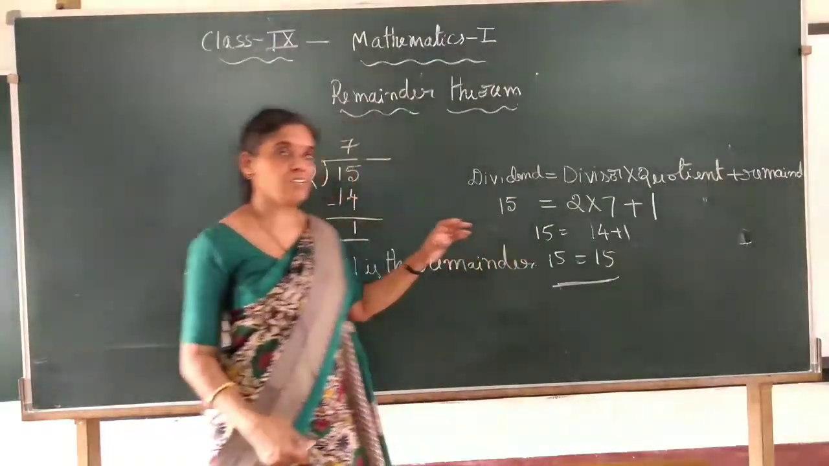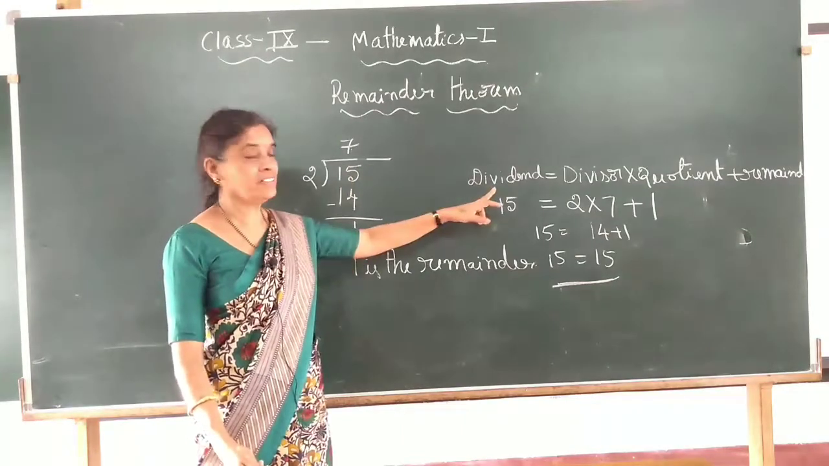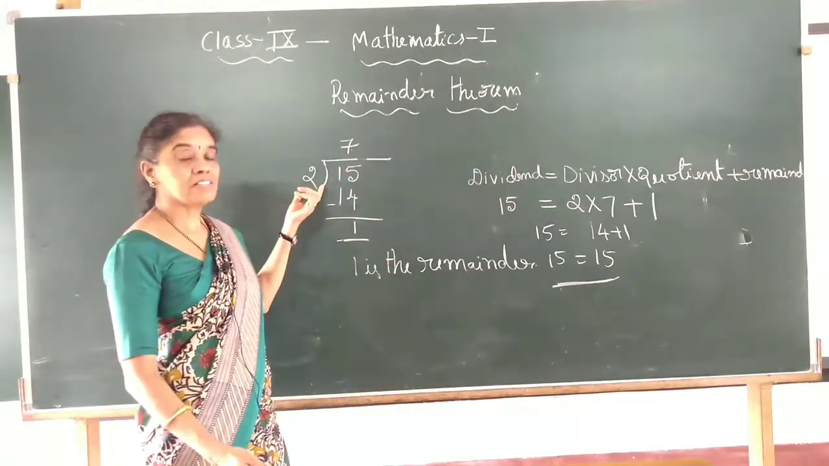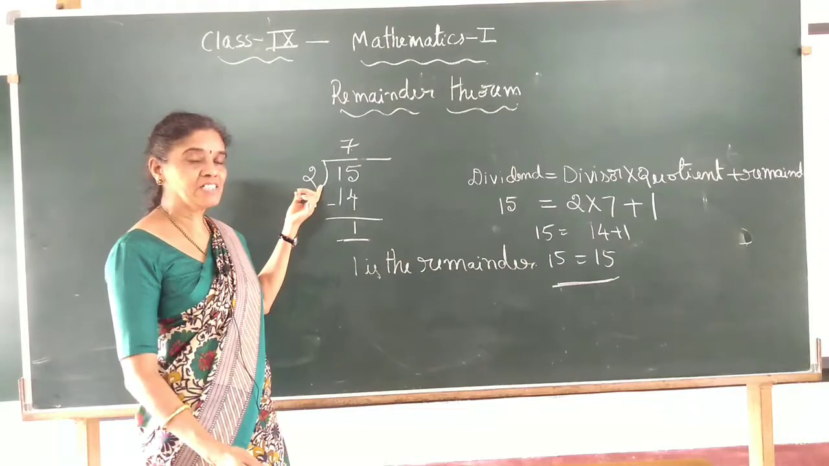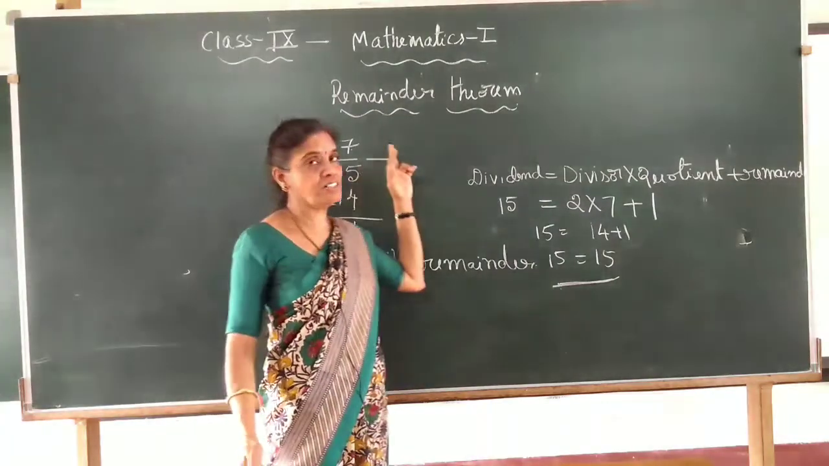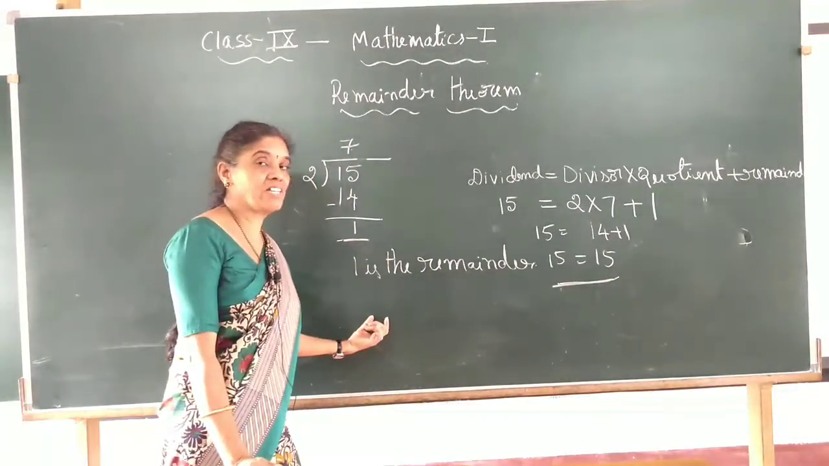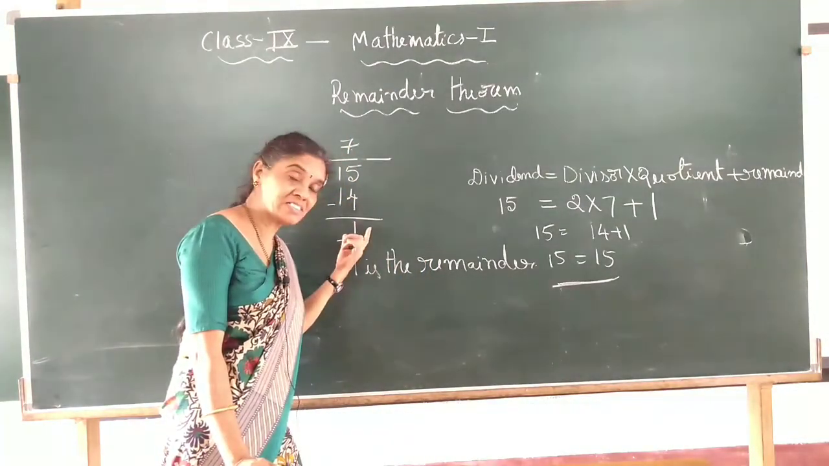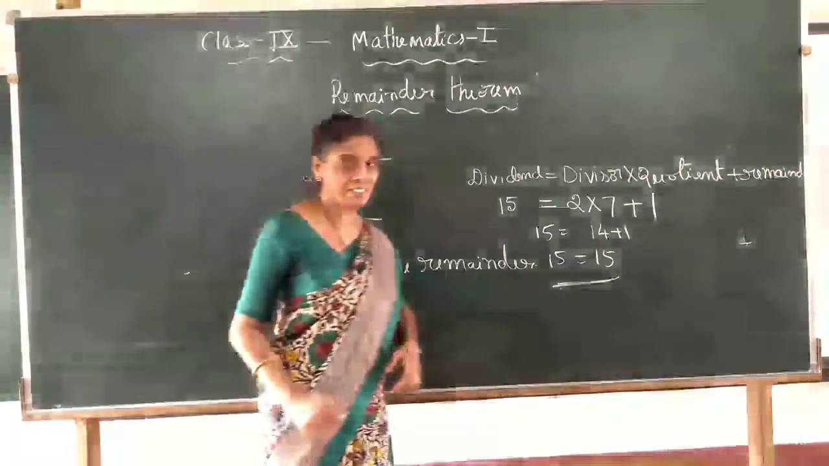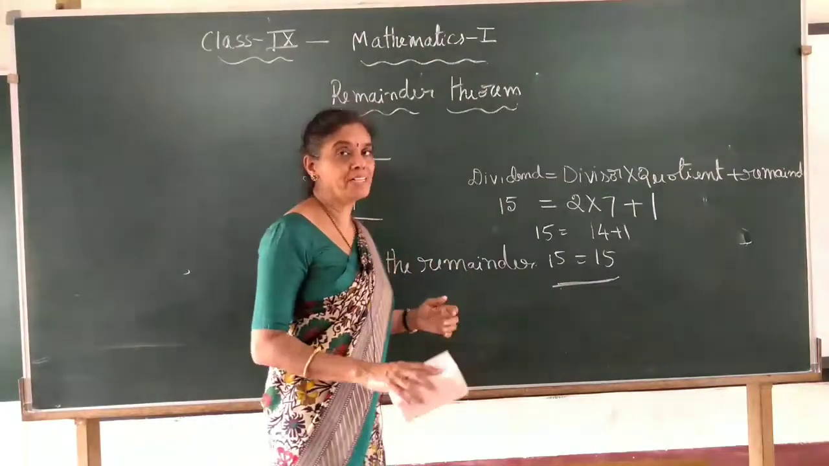The number which we are going to divide, this 15, is called the dividend, and the number with which we are dividing is called the divisor. 2 is the divisor, and when you do the division, the answer 7 is called the quotient. And at the last step, we get some remaining number, that is called the remainder. Right. Now this applies to polynomials also.